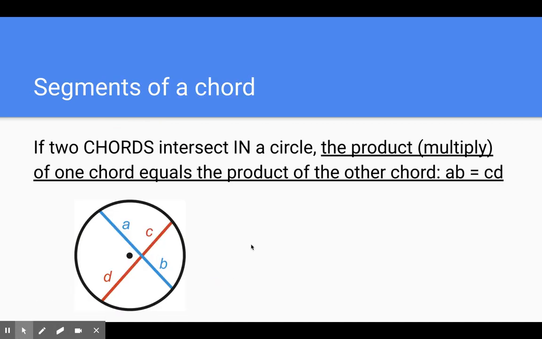Okay, segments of a chord. If two chords intersect in a circle, the product, and product means to multiply, of one chord equals the product of the other chord. So in this specific example, the length of A times the length of B has to be equal to the length of C times the length of D. As you can see, we wrote AB equals CD, A times B equals C times D. Maybe I should have written times instead of putting them together.